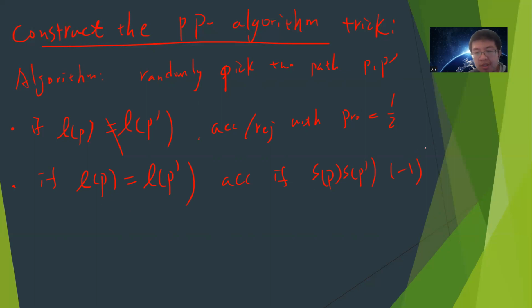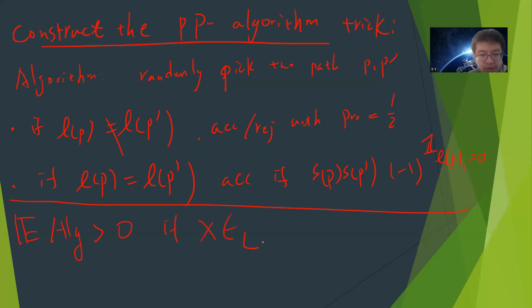Okay, you can compute this guy, right? Because you can compute it in polynomial time. Okay, so where LP1 is 0. Okay, so you just accept if this. Okay, so this is the algorithm, right? So you need to show that the expectation value of this algorithm will be greater than 0 if x belongs to L. Why is this true? By definition. Okay, so this is what we are going to show.